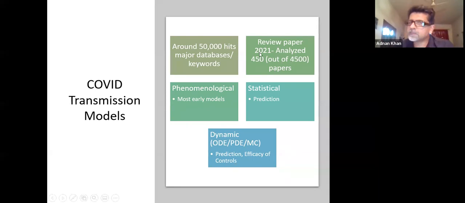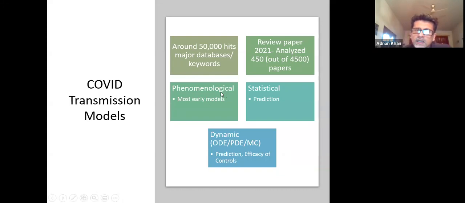There's a nice review paper I have in the references. It took these 50,000 papers, then took away the replications, took away the papers which had little math in it, and they came to around 5,000 papers on COVID that had been published, and this was in early 2021. I think the number would have doubled by now, if anything. And then they did an analysis of 450 of those papers.